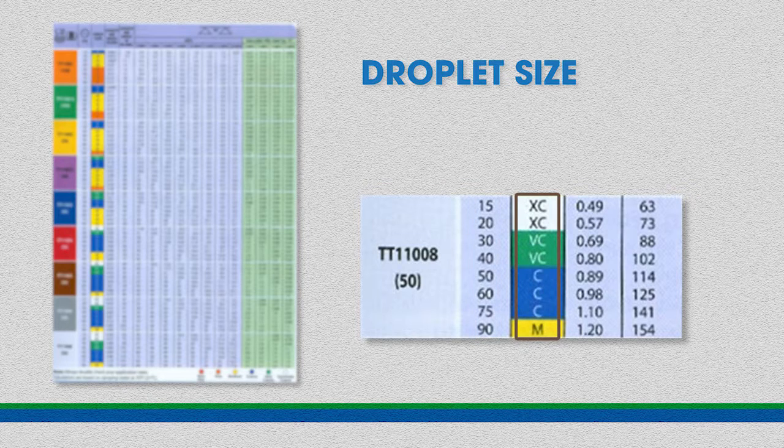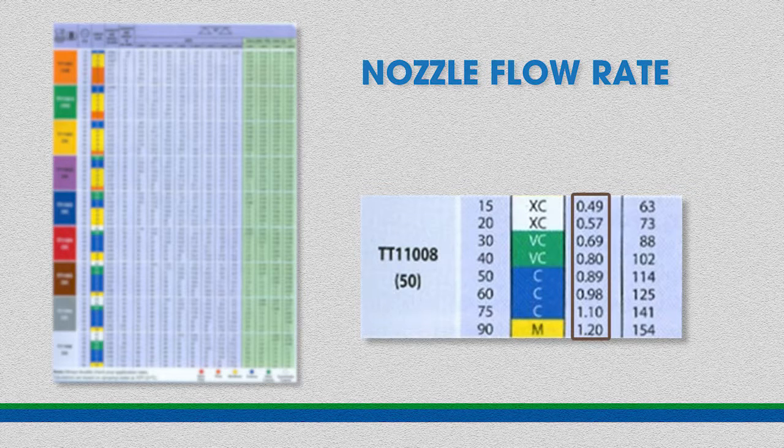The next column is the droplet size. This shows you the droplet spectra classification when we operate that specific tip at a different pressure. It tells us the droplet spectrum created by there. And then the next two columns are the nozzle flow rate. The first column is the flow rate in gallons per minute, and the column just to its right is the flow rate in fluid ounces per minute.